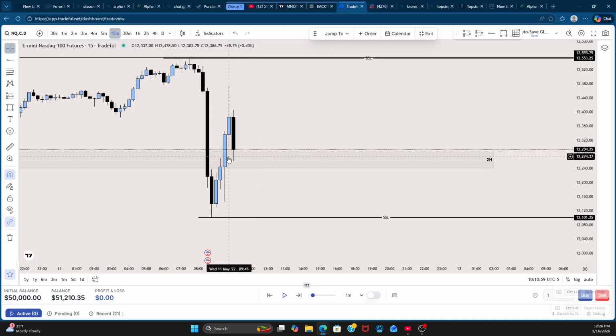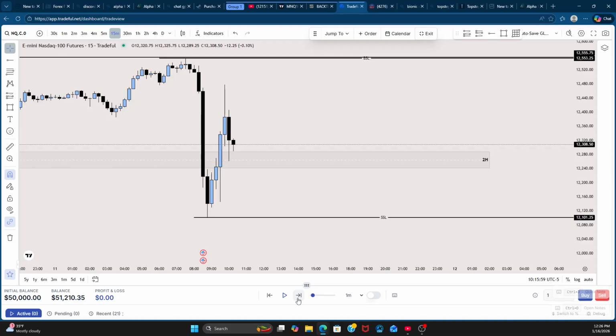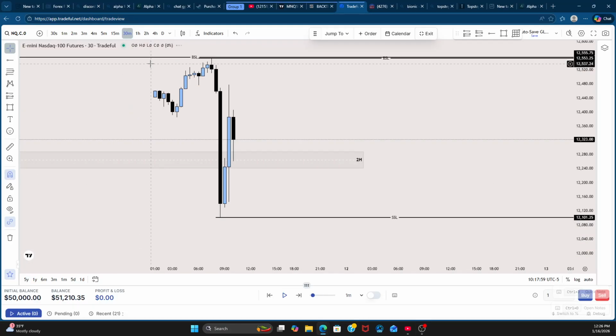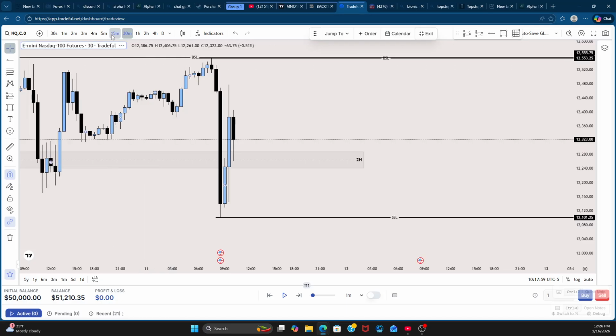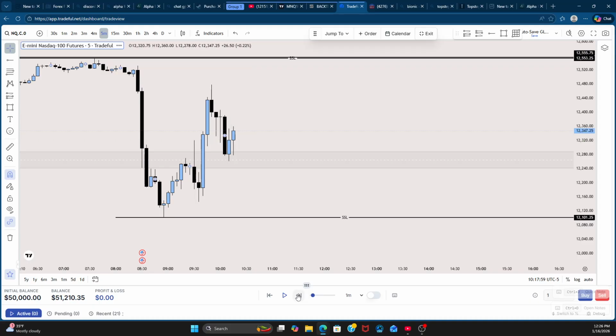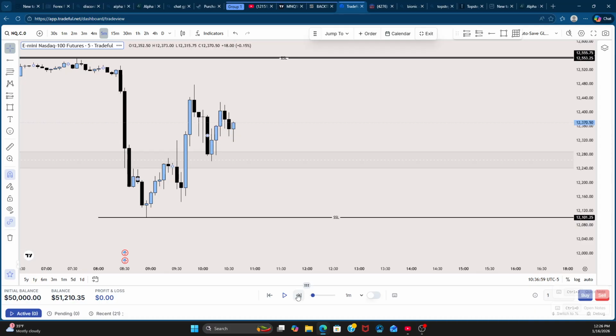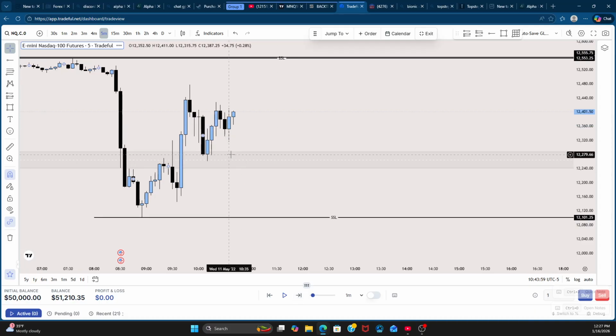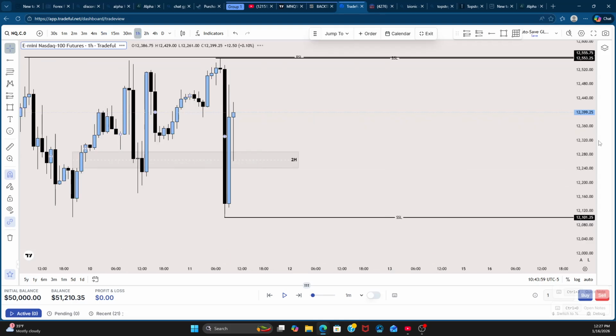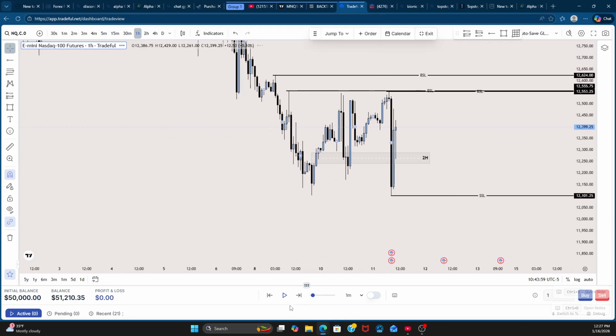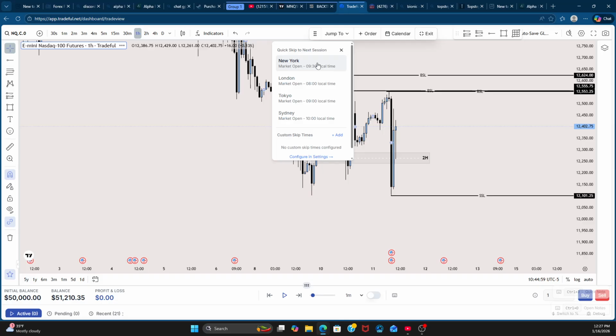Playing into this 15-minute. What do we want to do here? This 15 minutes getting respected. Might just expect chop here. No trade day. Absolute no trade day for me. We jump to the next time.